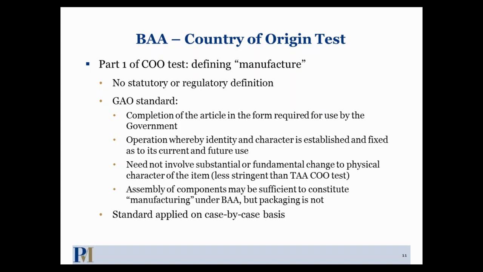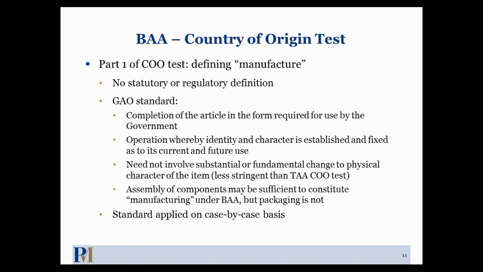What you're really looking for is an operation or processing whereby the identity and character of the item is established and fixed as to its current and future use by the government. One important thing to recognize, and we'll talk about later, is it uses a less stringent test than is used under the TAA. So the tests under BAA and TAA for determining domestic product are not the same ones.